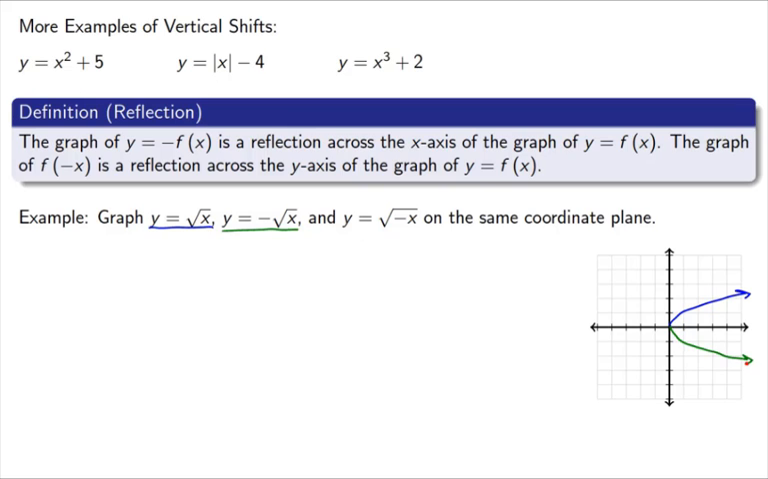And then finally we've got y equals the square root of negative x. This time the negative is on the inside. So we're expecting this to be a reflection of the x-coordinates. Or you could think of it as a reflection across the y-axis. So that will look something like this.